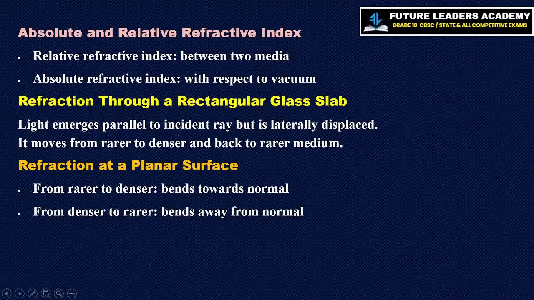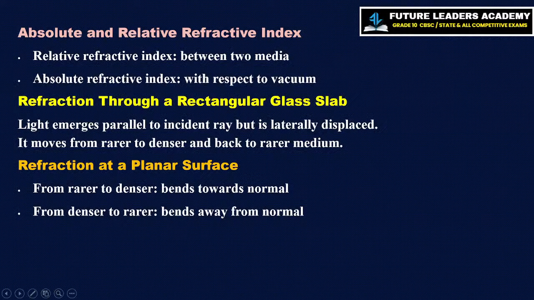Last class, till refraction we have discussed. The next one is the absolute and relative refractive index. The refractive index table also we discussed in the previous class, and now relative refractive index and absolute refractive index. You have got to know what refractive index is.